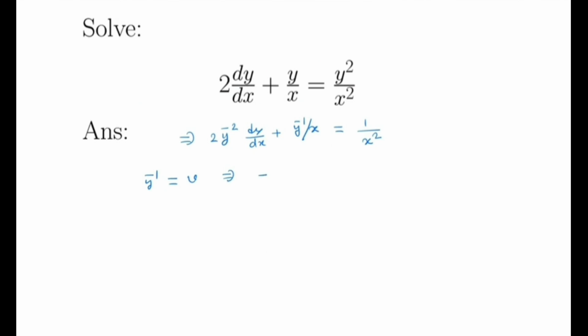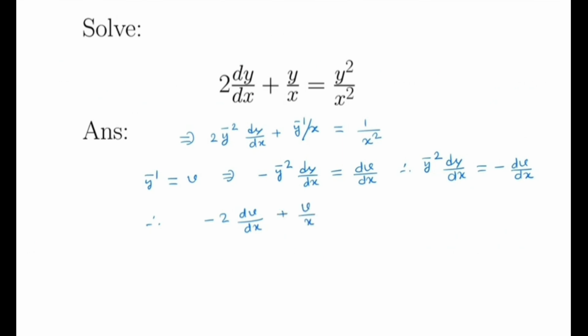So again by differentiating, we get -y^(-2) dy/dx = dv/dx. So y^(-2) dy/dx = -dv/dx. By substituting these values, we get -2 dv/dx + v/x = 1/x². So by simplifying, we get dv/dx - v/(2x) = -1/(2x²).